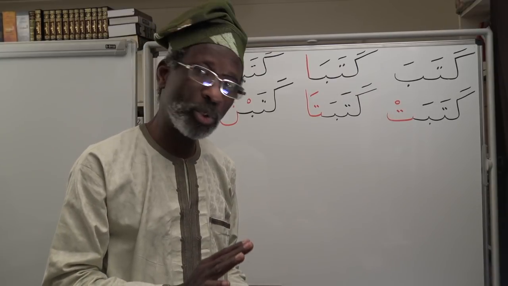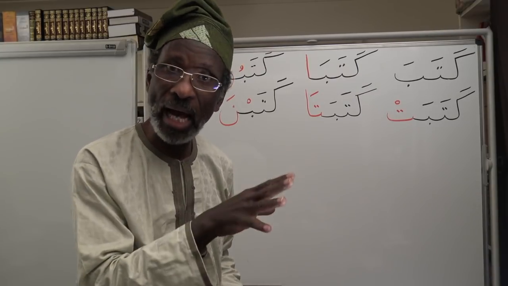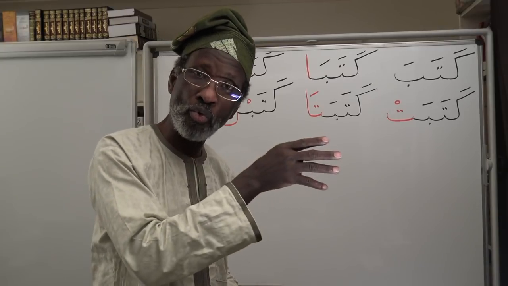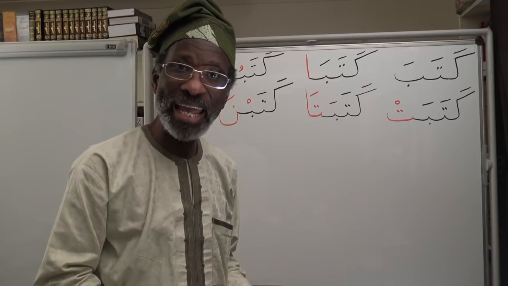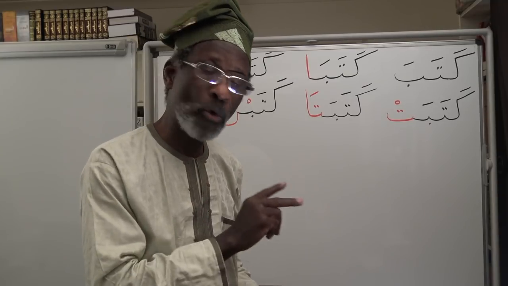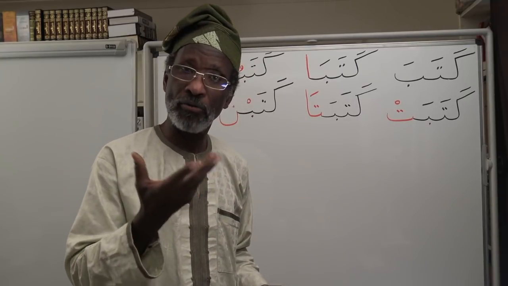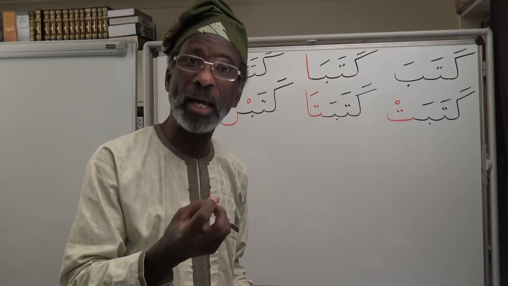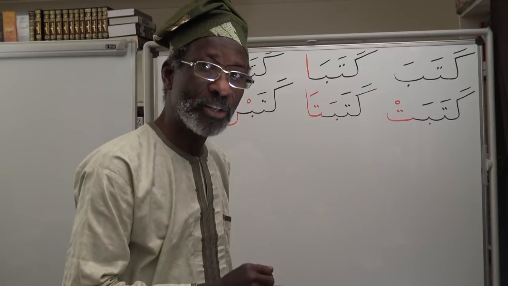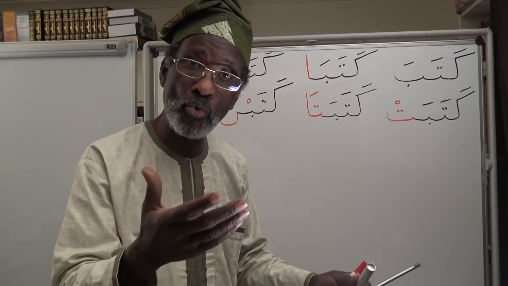That alif is doing nothing there. There's no sound, just say katabu. So you are extending the u by using the wow. They wrote. That is for male or female plural. So jalasa becomes jalasu, and fahima becomes fahimu.